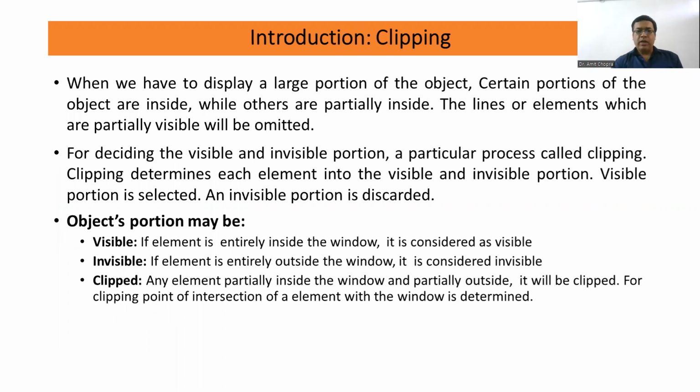Clipping is the process that eliminates the portion of the object that may be outside of the window or inside of the window. Now, there are different scenarios related to the object's portion. It may be visible, invisible, or clipped. If an element is entirely inside the window, it is considered visible. In case of invisible, if and only if the entire portion of the object is outside of the window. And it is for clipping if the element is partially inside the window and partially outside the window, then it will be clipped.